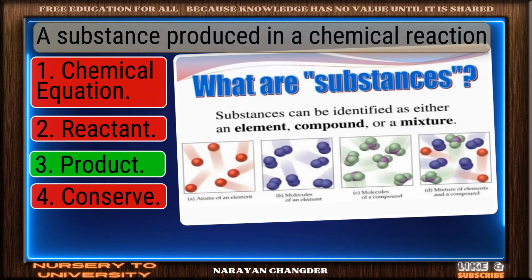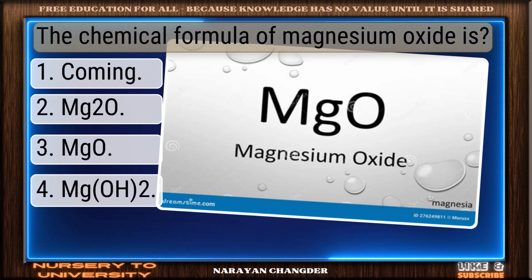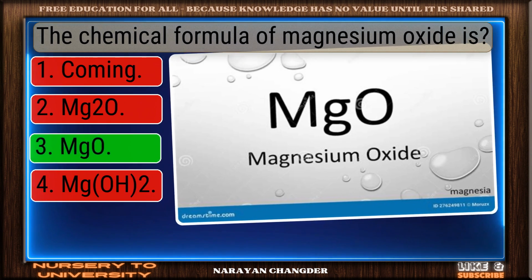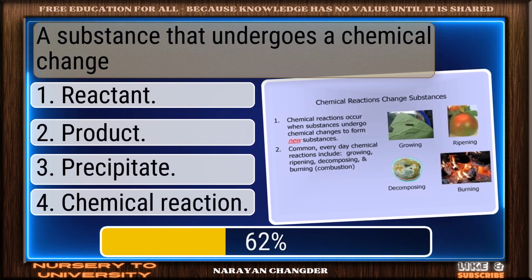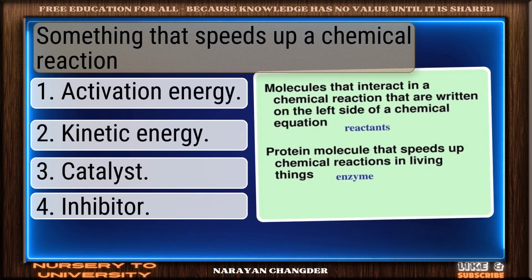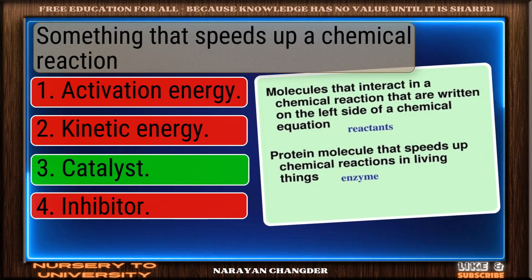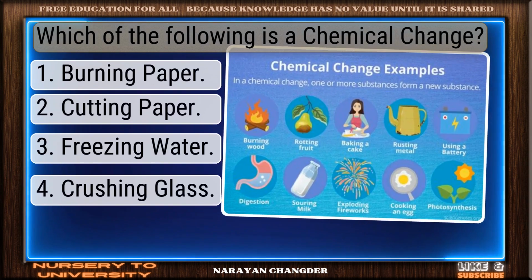A substance produced in a chemical reaction. Clear and correct. Product. The chemical formula of magnesium oxide is ___. Yes, MgO is right. A substance that undergoes a chemical change. Very good, reactant. Something that speeds up a chemical reaction. Commendable response. Catalyst. Which of the following is a chemical change?